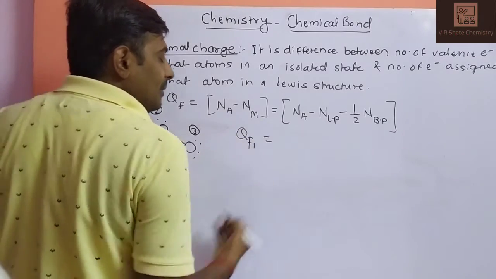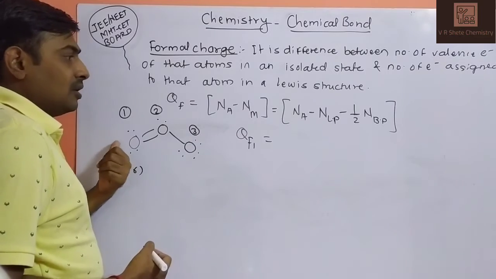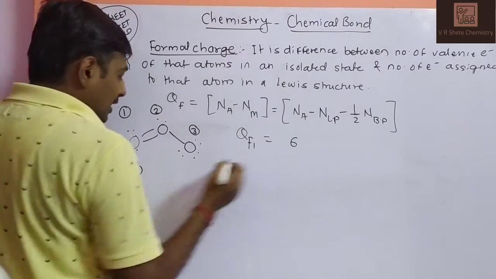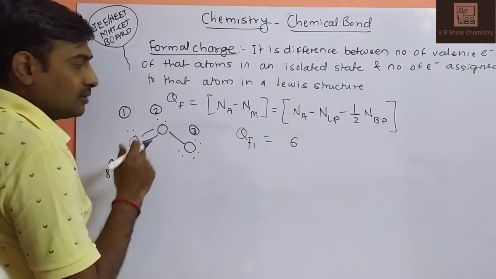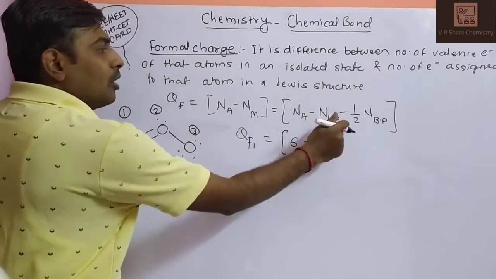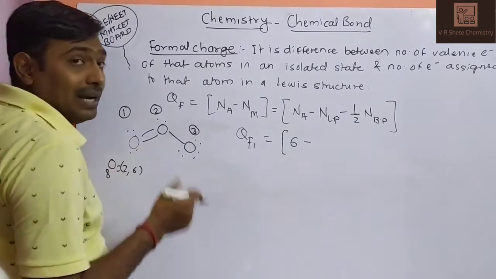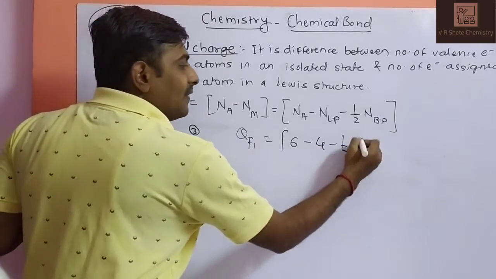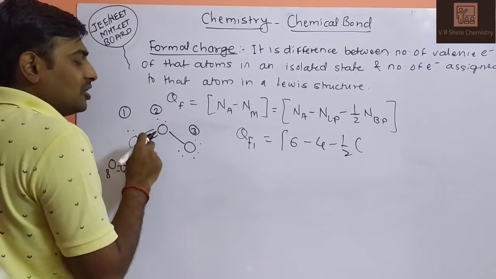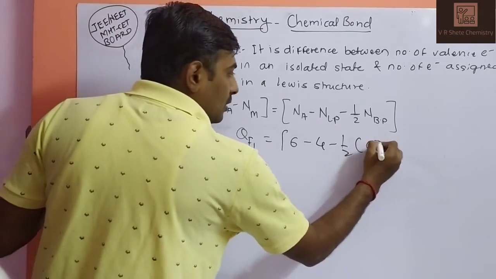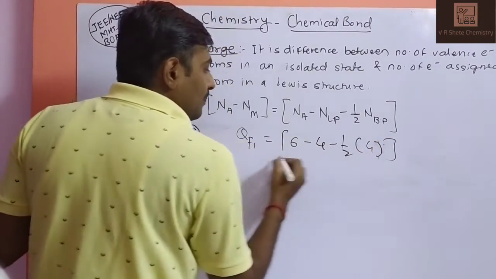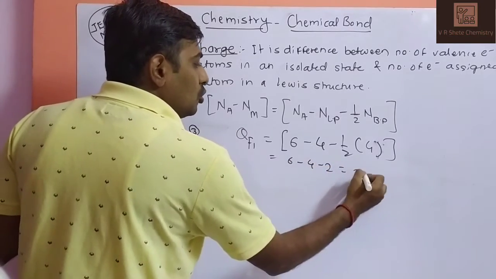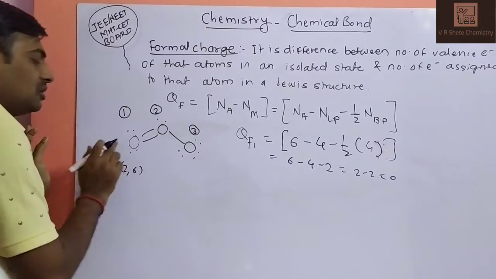That is QF1, the formal charge of the first oxygen atom. How many valence electrons are present in the first oxygen atom? Oxygen has atomic number 8, electronic configuration 2, 6. So 6 valence electrons, minus the lone pair electrons, 4, minus 1/2 into the bond pair electrons. The first oxygen has 2 bonds, meaning 4 electrons. So 6 minus 4 minus 2, which is 0. There is no charge on the first oxygen atom.